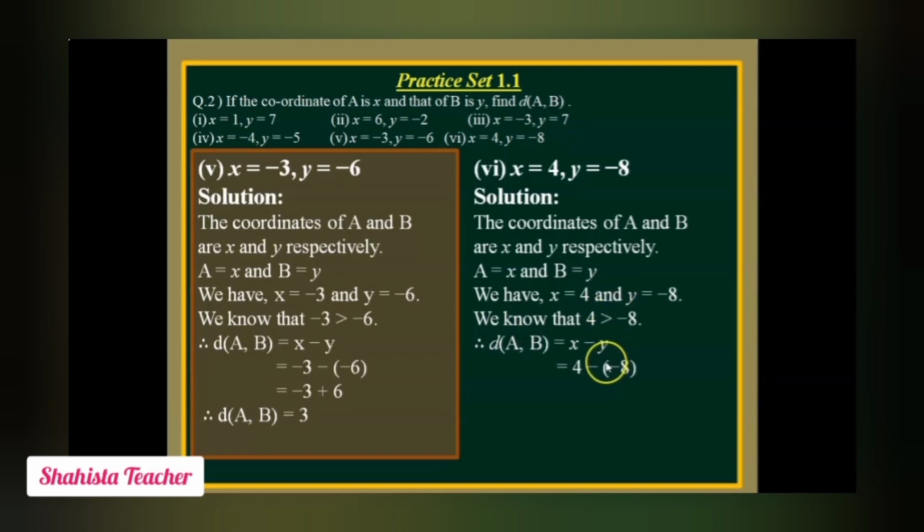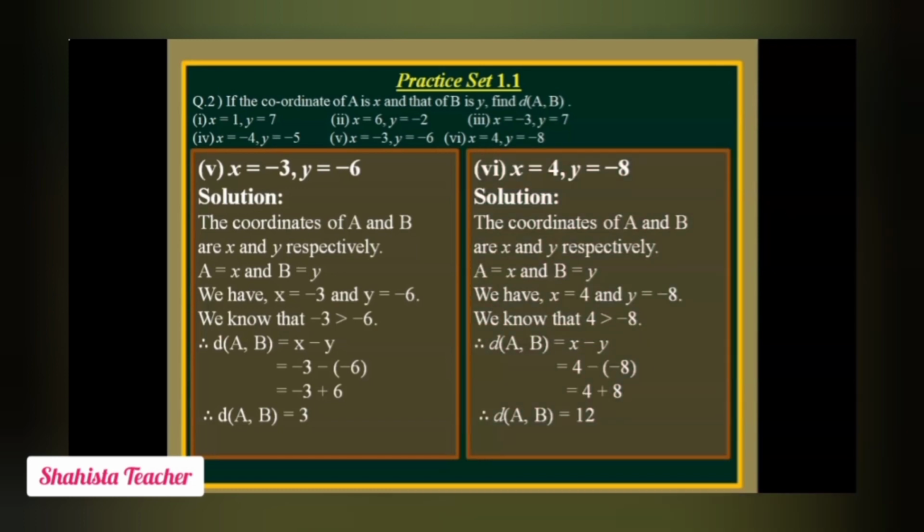As I told you before, this bracket represents multiplication. So minus into minus is plus. So 4 plus 8 gives us 12. Therefore, distance of A to B is equal to 12. Is that clear? So here, sub question 6, x is equal to 4 and y is equal to minus 8. After calculating distance of A to B by applying these x and y coordinate values, we get the answer 12. Distance of A to B is 12.